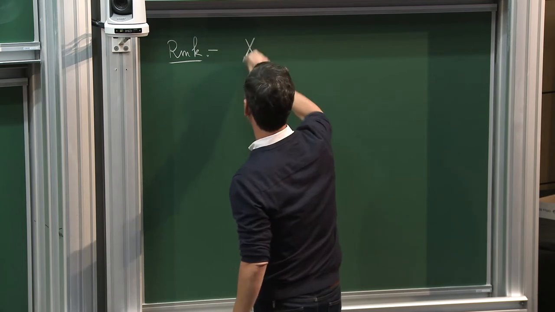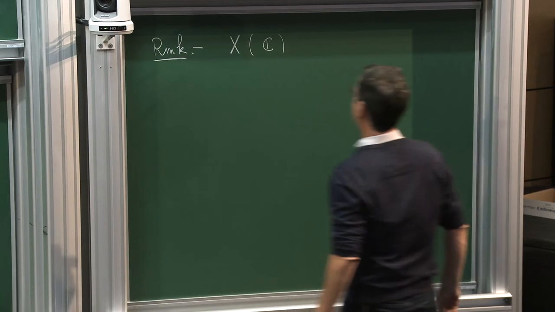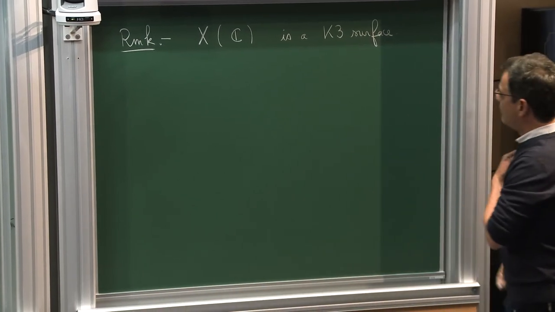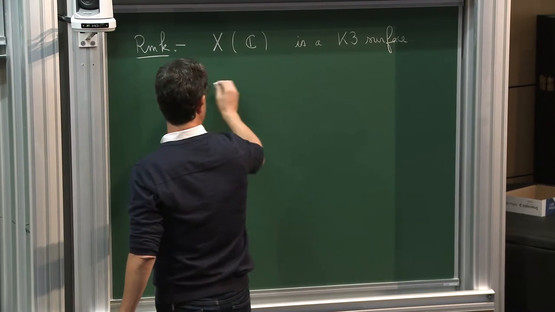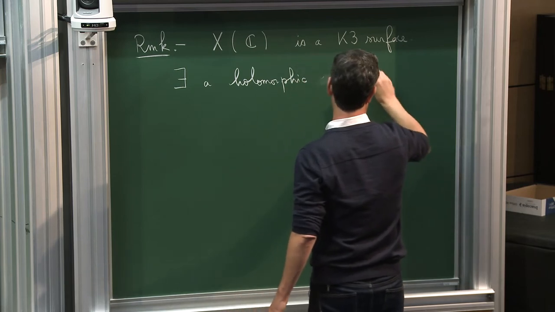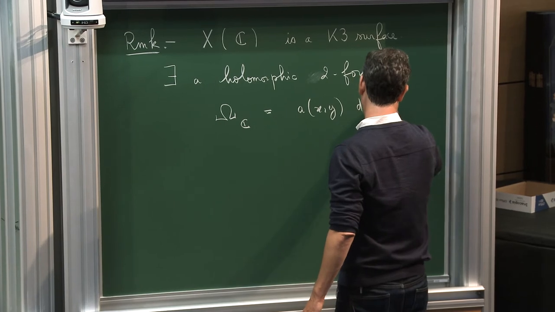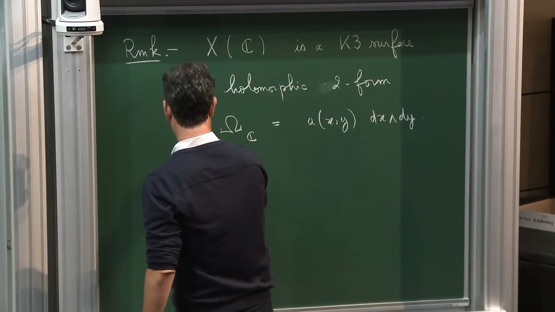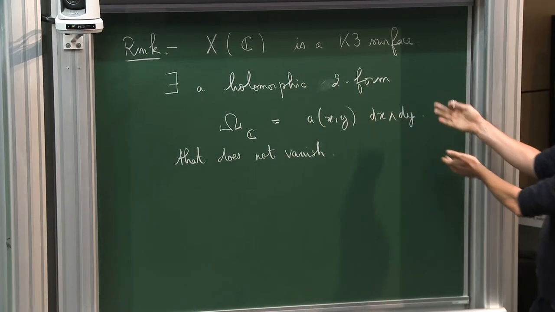Okay, so in fact, in both examples, the pentagons or the Wehler surfaces, X, or more precisely the complex surface X of C, is a so-called K3 surface. The complex surface is compact, simply connected, and what is important to us is that there exists a holomorphic two-form, say omega index C. Locally it's like A of x,y dx dy, if you have local holomorphic coordinates where A is holomorphic, and the important thing is that the form does not vanish. So it's an area form, but in the holomorphic setting.